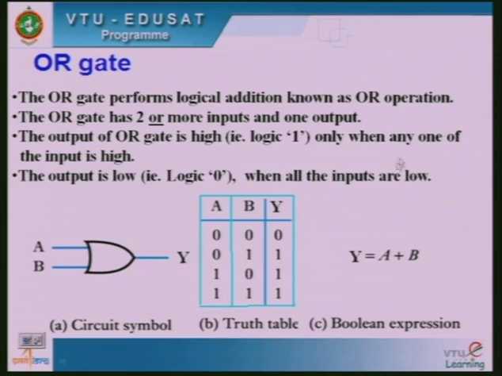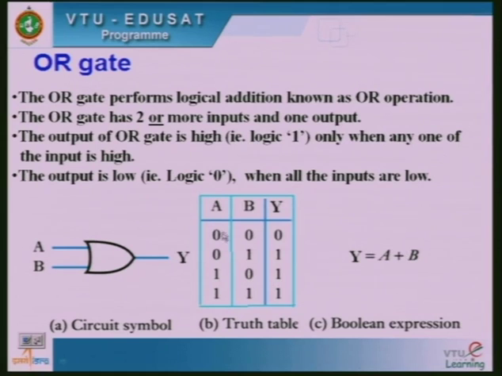So the logical or Boolean expression for this output y can be written as A plus B. In the first row, A and B are equal to 0 0, and if you put the A and B values in this expression of y, then 0 plus 0 becomes 0. Similarly, if A is 0 and B is 1, once again if you put the input values in this expression, then 0 plus 1 becomes 1, because it is an addition operation.